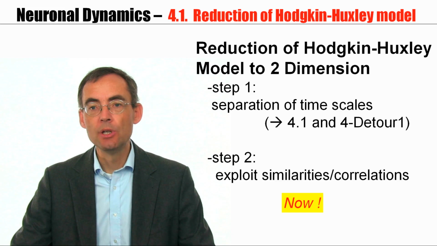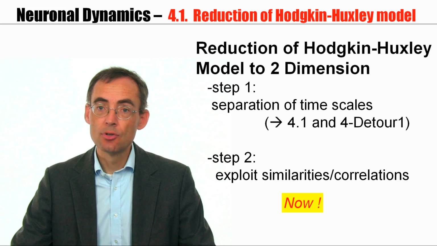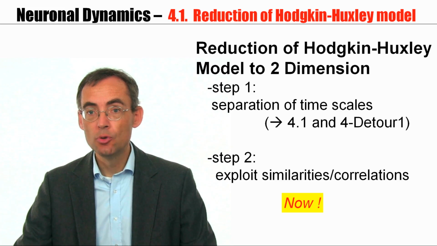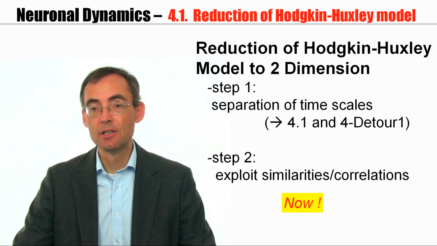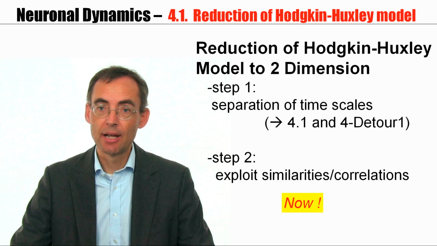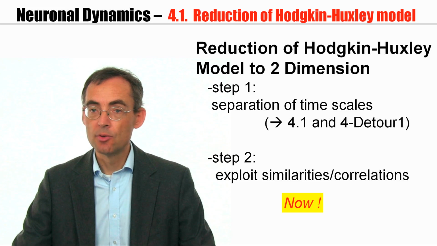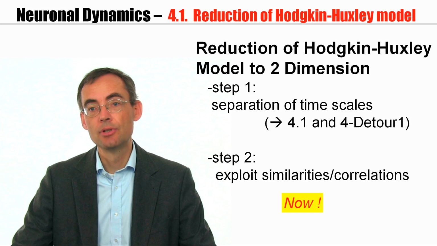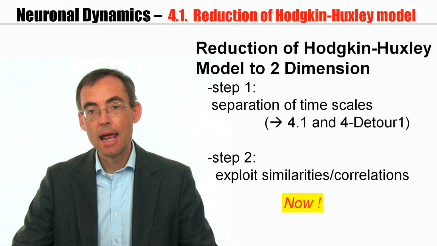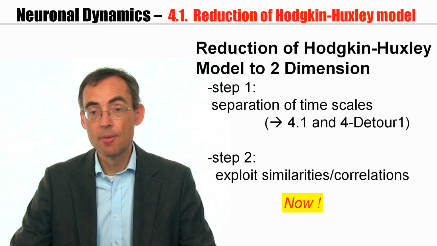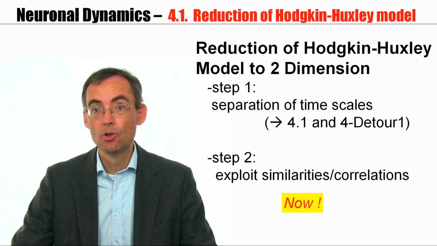In lecture 1 of this week, I started a reduction of the Hodgkin-Huxley model, and to do so I exploited two observations. The first one is the dynamics of M, the gating variable M, is much faster than those of the other variables. The second observation is the dynamics of H and N, the two remaining gating variables, are very similar. And this is what we're going to discuss now in more detail.